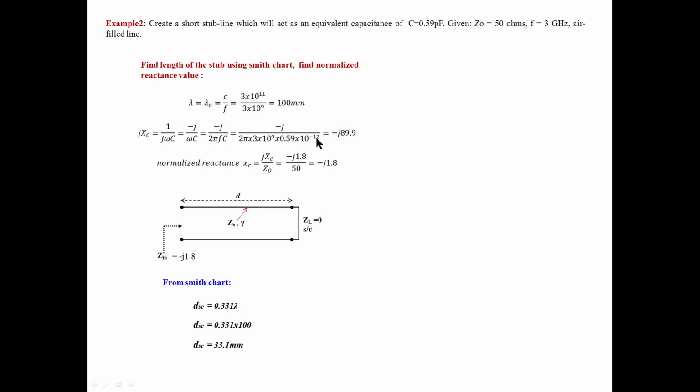Pico means 10 to the power minus 12. Question is implement 0.59 picofarad. So 0.59 into 10 to the power minus 12, and you simplify this. You will be getting minus j 89.9, this value. Do it in your calculator, whatever value you get, you put it here. Approximately it comes to 89.9. Now this is Xc unnormalized, get a normalized value. Normalized value means you should divide this by Z naught. Sorry, here I made a mistake, it is not 1.8, it is 89.9.